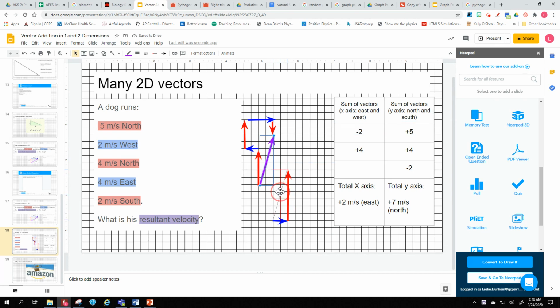Okay, and so let me leave that there and get another one. So there's my resolved components. This is the total of how fast I was moving in the x direction, and the total of how fast I was moving in the y direction, and you'll notice that the vector is exactly the same. Okay, and so that's how we would then solve. We would use the Pythagorean theorem now. 2 squared plus 7 squared equals c squared, and we'll be able to find our c value.